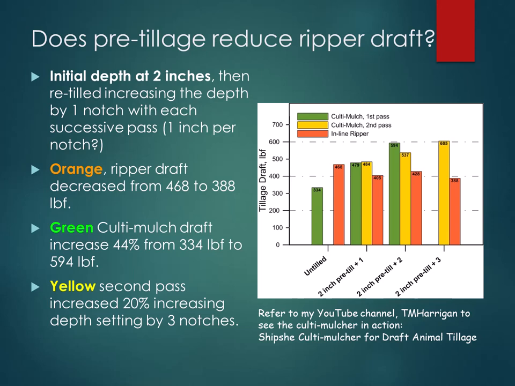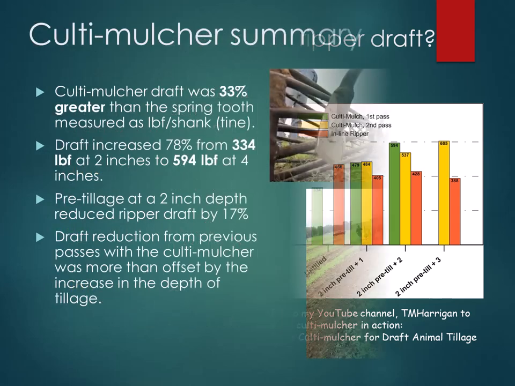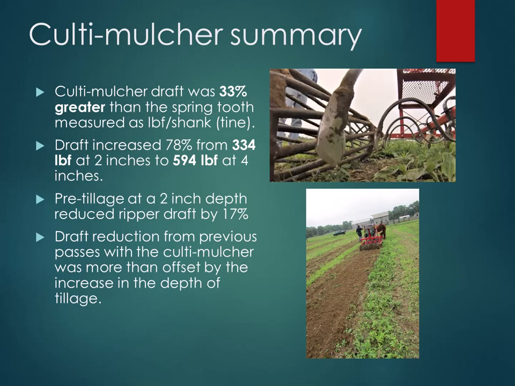The cultimulcher draft increased from 20 to 44% as the depth increased by 1, then 2, and then 3 notches. Based on the draft force measured per tillage tine in the soil, the cultimulcher was about 33% greater than the springtooth harrow at the same depth. Of course, the cultimulcher is a heavier machine and pulled 2 rolling harrows. Pre-tillage with the cultimulcher reduced the ripper draft by 17%, but increasing the depth of tillage of the cultimulcher more than offset the draft reduction of pre-tillage.